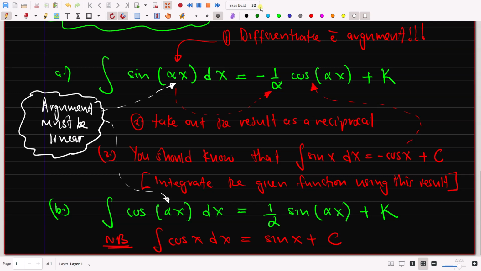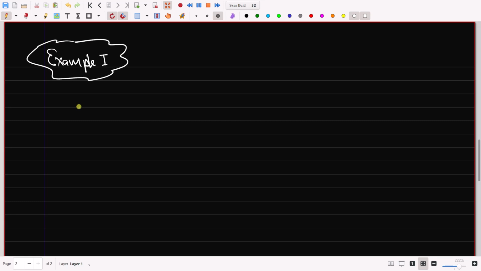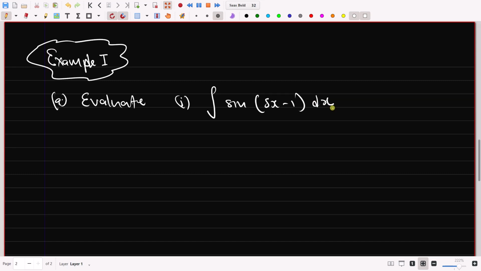Okay, so now that we have seen this, let's look at examples. Some typical examples can be something like this. You can be given the following example where they say evaluate: 1, the integral of sine of 5x minus 1 dx, and 2, the integral of cos of half x plus 3 dx. So you can be given that, and then they ask, can you deal with that?